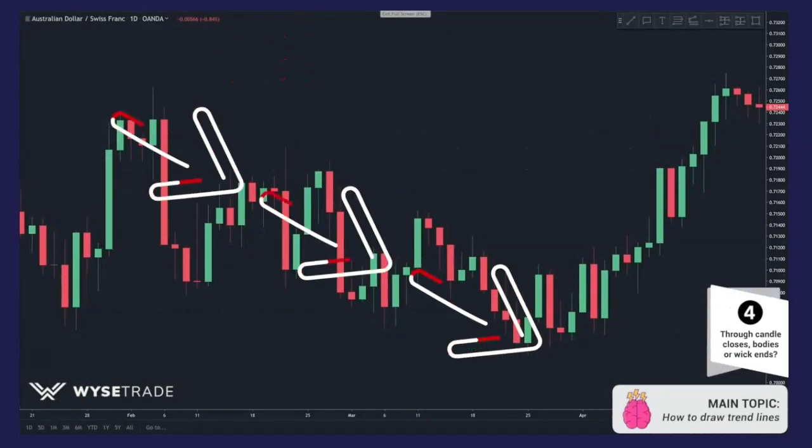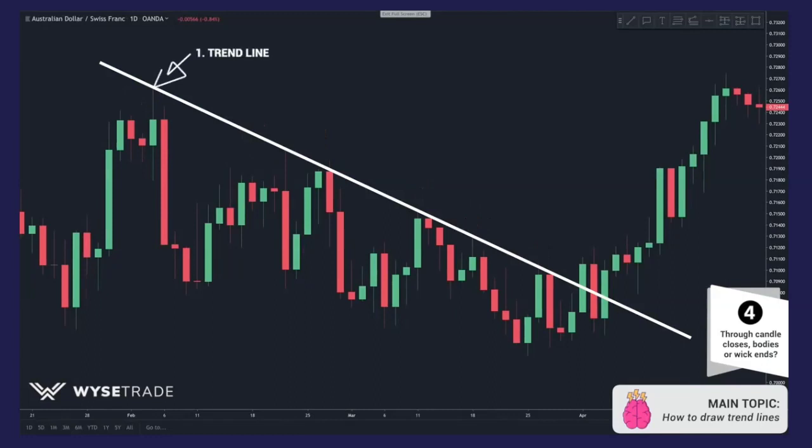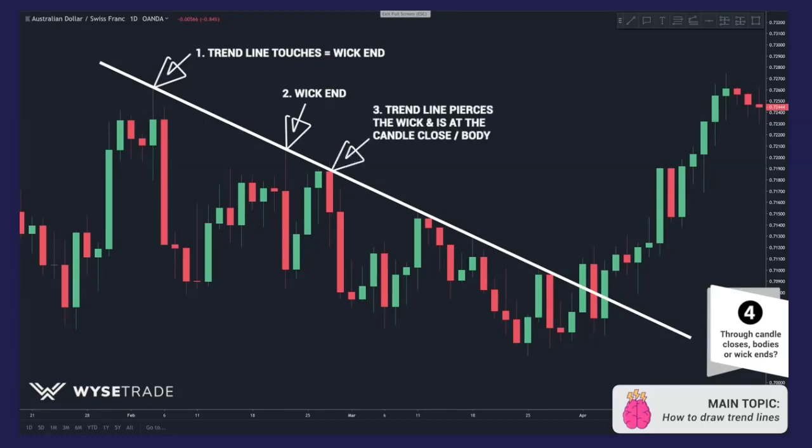So here was your clear downtrend, and in order to hit all these points here, this is where you would have placed your trend line. Now notice how at this point here, the trend line is at the wick end. And again at this point here, the trend line is at the wick end. Now at this third point, the trend line is piercing the wick and touching the candle body, which is necessary in order to be able to hit the following points.